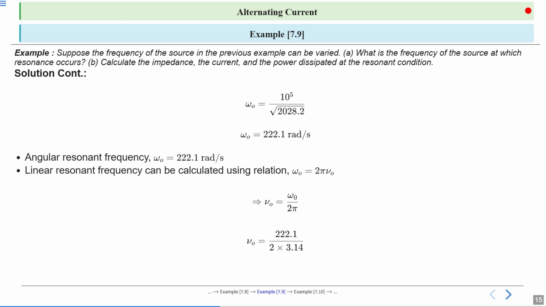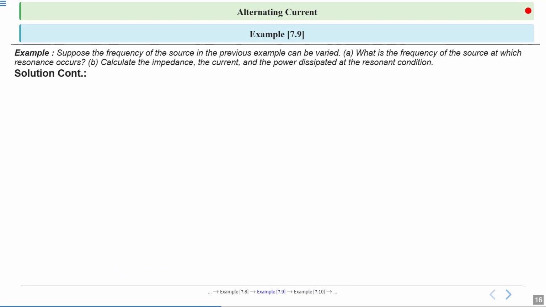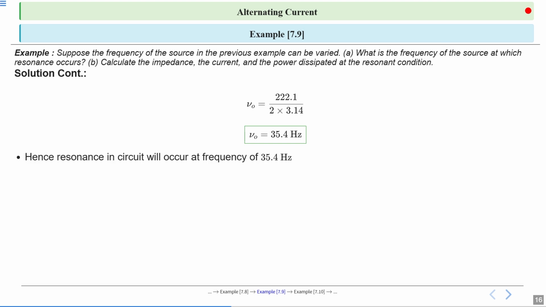After solving this, nu naught will be equal to 35.4 hertz. So this is the frequency of source at resonance. Hence resonance in the circuit will occur at frequency 35.4 hertz. If it is asked that you have to find the angular frequency at resonance, then omega naught is there. If it is asked only for frequency, then you have to calculate nu naught also.